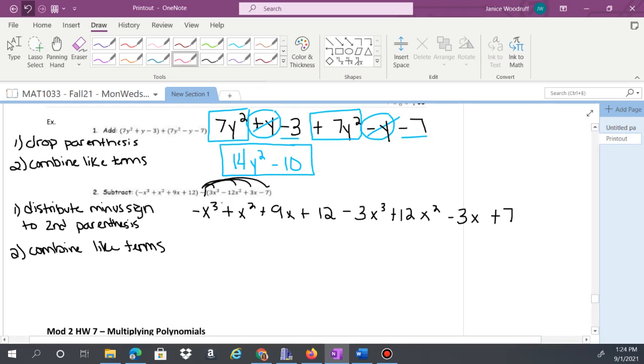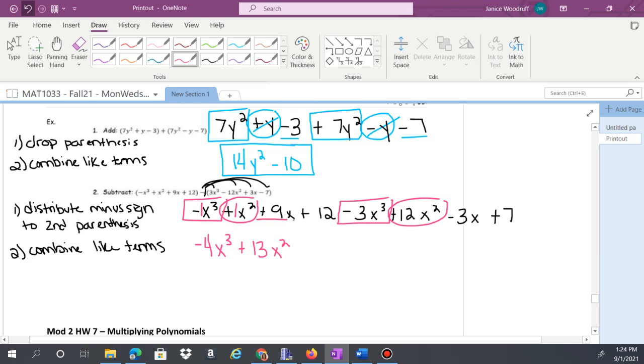Then I'll combine like terms. So I'll start with my negative x cubed. Put boxes around those. So there I have a negative 1 x cubed minus 3x cubed. So negative 1 minus 3 gives me a negative 4x cubed. Then I have a plus x squared plus 12x squared. So that is a 1 plus 12 will give me a plus 13x squared.